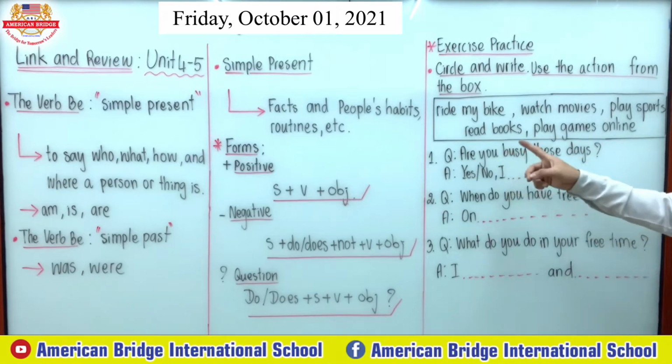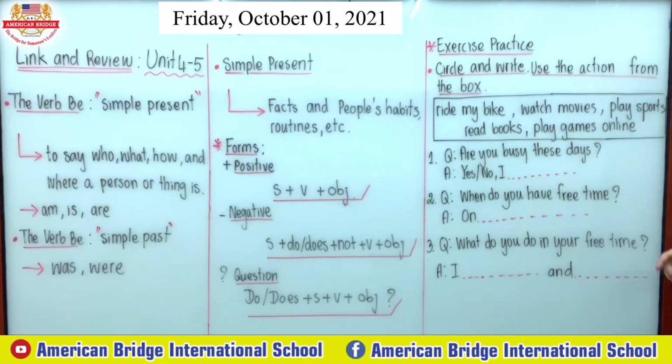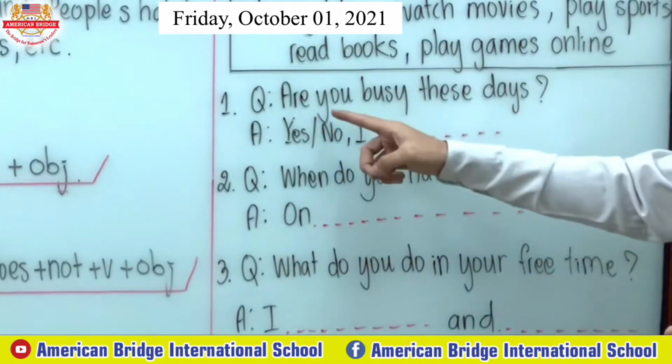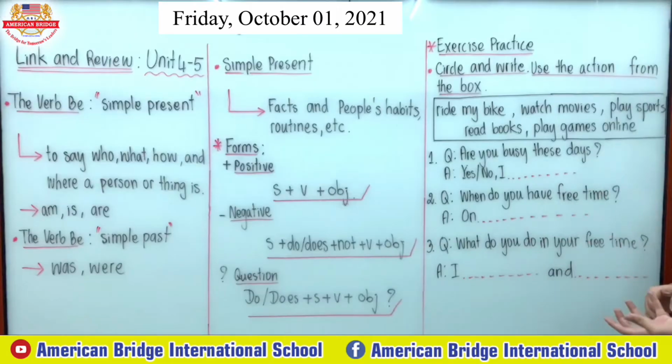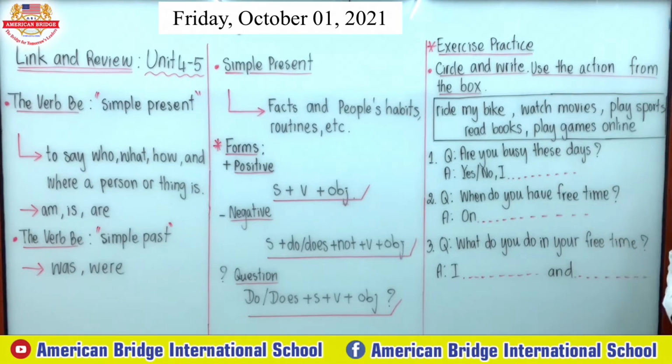Number one, question: are you busy this day? Are you busy this day? It is using our verb be in the simple present, right? Are you busy this day? The way that you answer or reply to this kind of yes or no question, right, is like yes, I do, or yes, I am. So make your decision by doing this exercise. You have to make sure that you use the correct grammar.